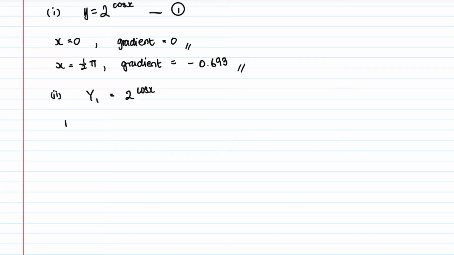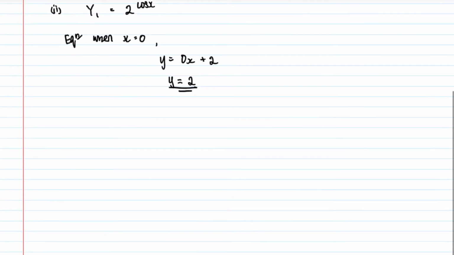You would find that the equation when x equals 0 is going to be y equals 0x plus 2. So therefore, this one is just going to be y equals 2. This is going to be one of your tangents, y equals 2. The next tangent that you're going to have to find is when x equals half pi. So do the same thing, but now sub in when your x is equivalent to half pi.